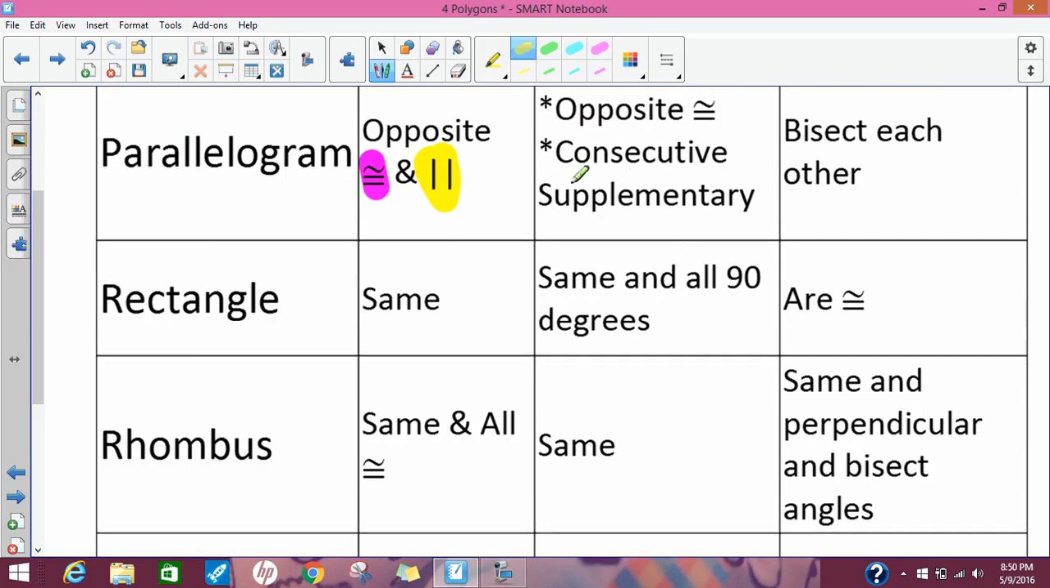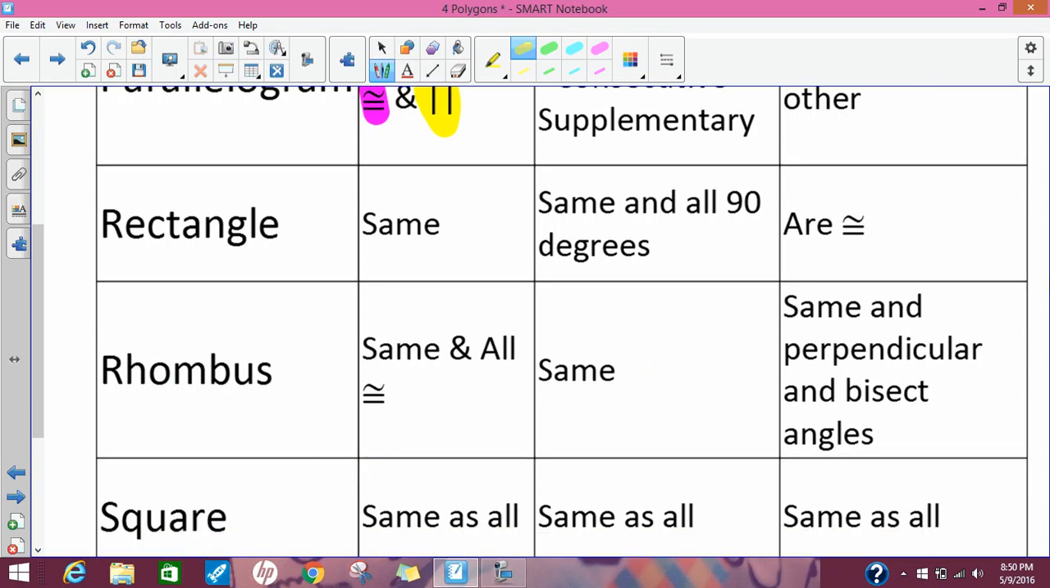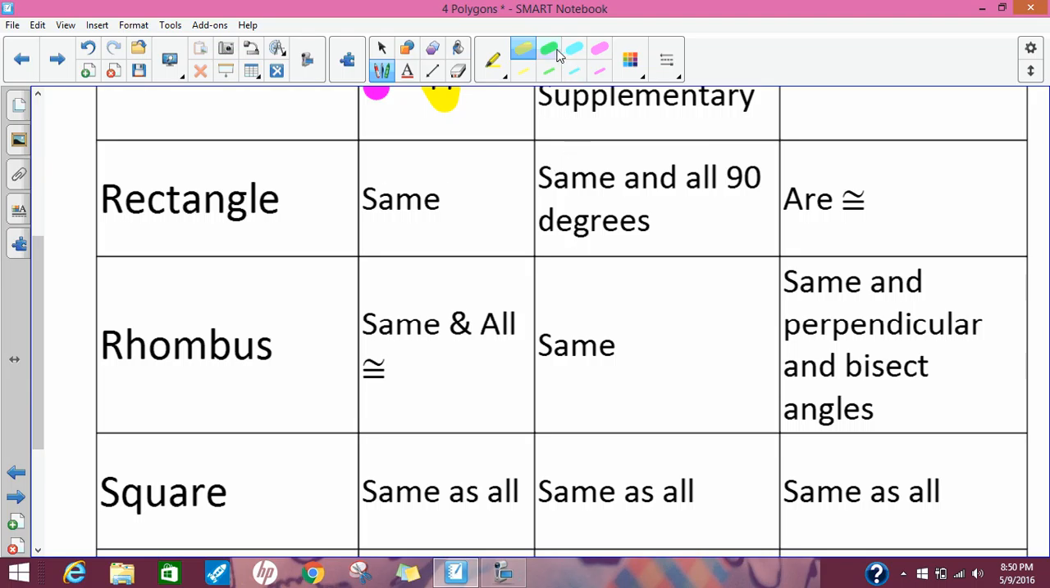All these same properties exist in rectangles, in rhombi, and in squares, with some more specific properties. So the angles in a rectangle are all 90 degrees, and the diagonals are also congruent. These diagonals bisect each other, and they're congruent. In a rhombus, the sides are all the same, they're all congruent. Nothing special about the angles. And the diagonals are perpendicular, and they bisect the angles of the rhombus. So all four of the angles in the rhombus are bisected by the two diagonals.